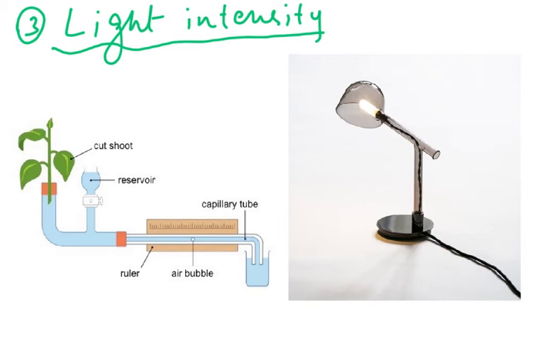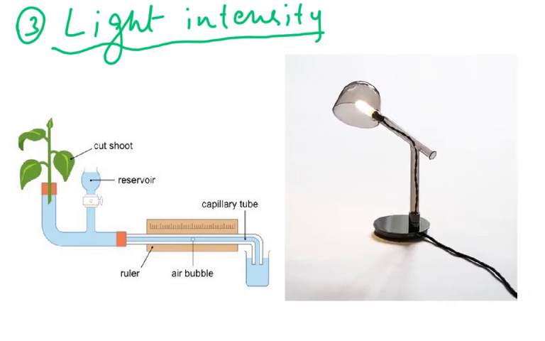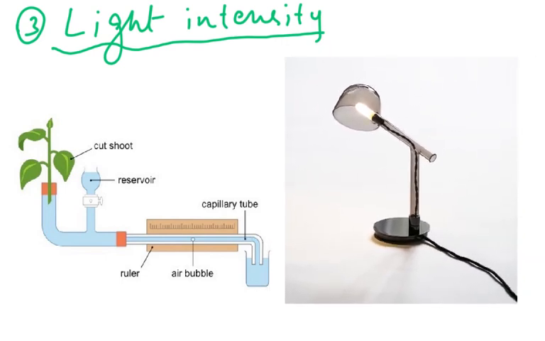So for light intensity, what we need to do is either change the distance of the lamp, move it away from the plant or move it closer to it. We can move the lamp, or we can have a dimmer switch in it. If you have a dimmer switch, then it is easier for you to change the light intensity, or you can change the number of lamps.